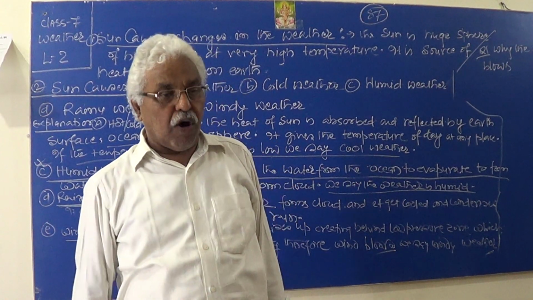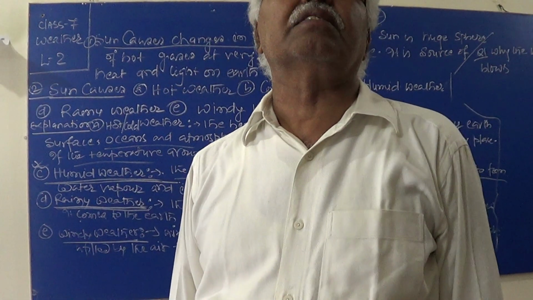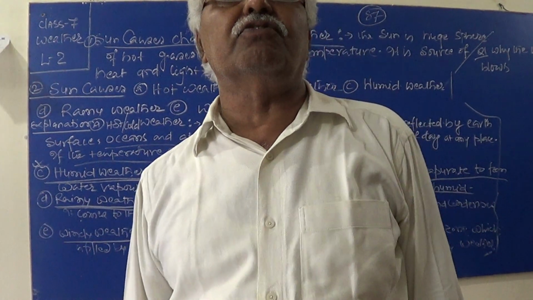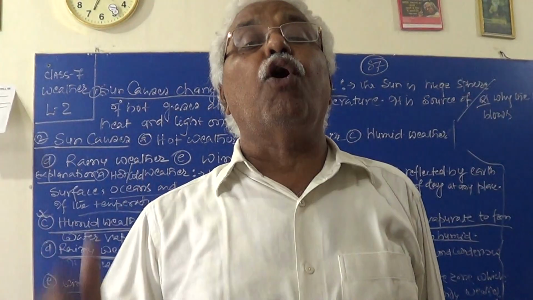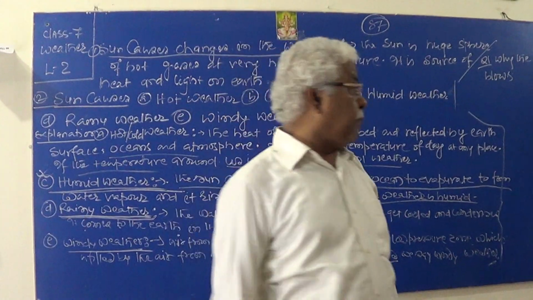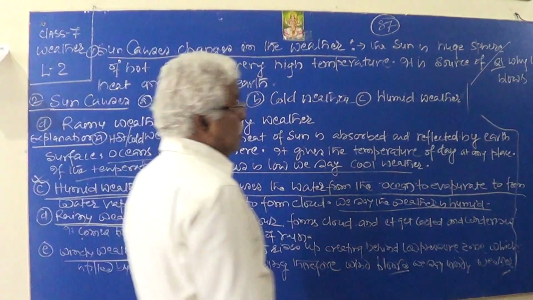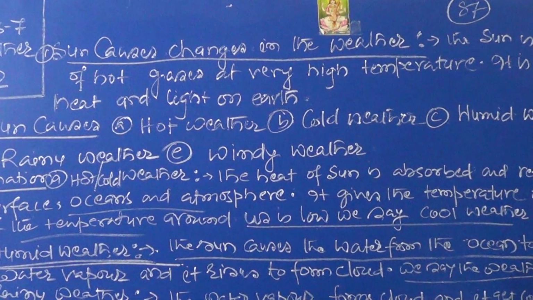Okay children, so today I have told you what the sun causes. The sun causes the weather change and it affects all the elements of the weather. For the next topic, you have to do these questions: why does the wind blow. Second question, question number 2.